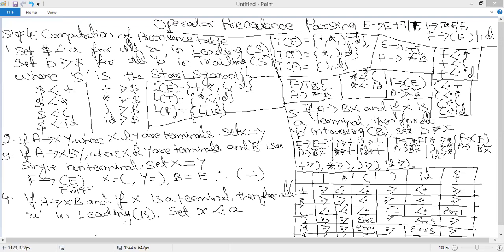What is the relationship we have to set? Greater than symbol. So greater than, and what is the terminal X? Plus is the terminal X here.